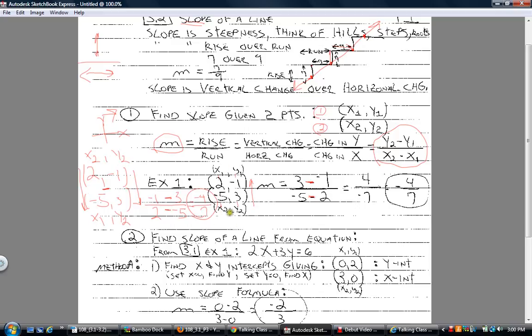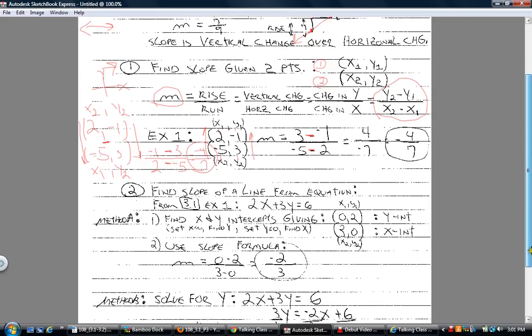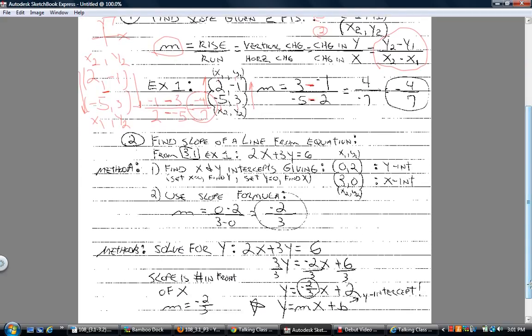Nothing wrong this way, except you're working, subtracting, going up. It's better to subtract going down. Okay, now let's keep going here. Objective number 2, they want you to find the slope of a line from an equation. Okay, now this method A, I'm going to show it to you. You're hardly ever going to use it, but I'll cover it.